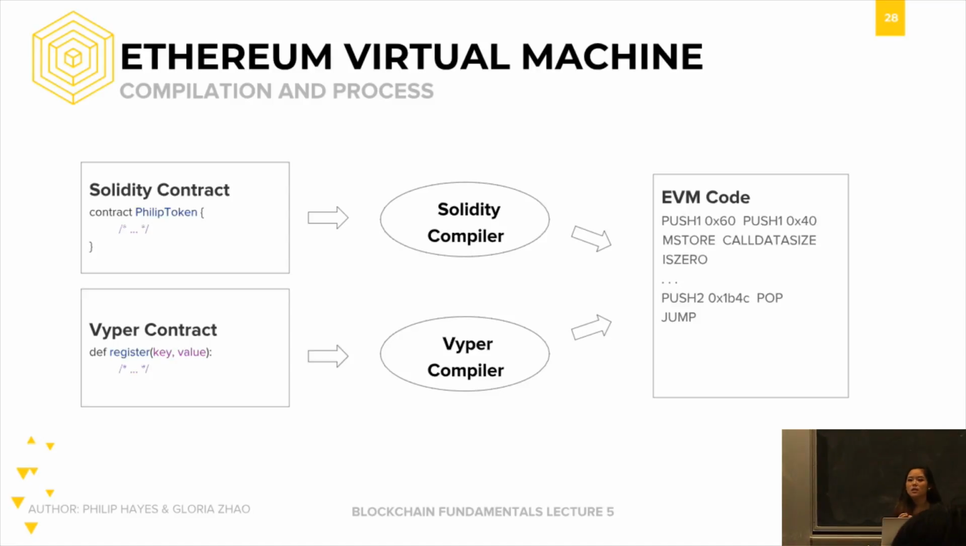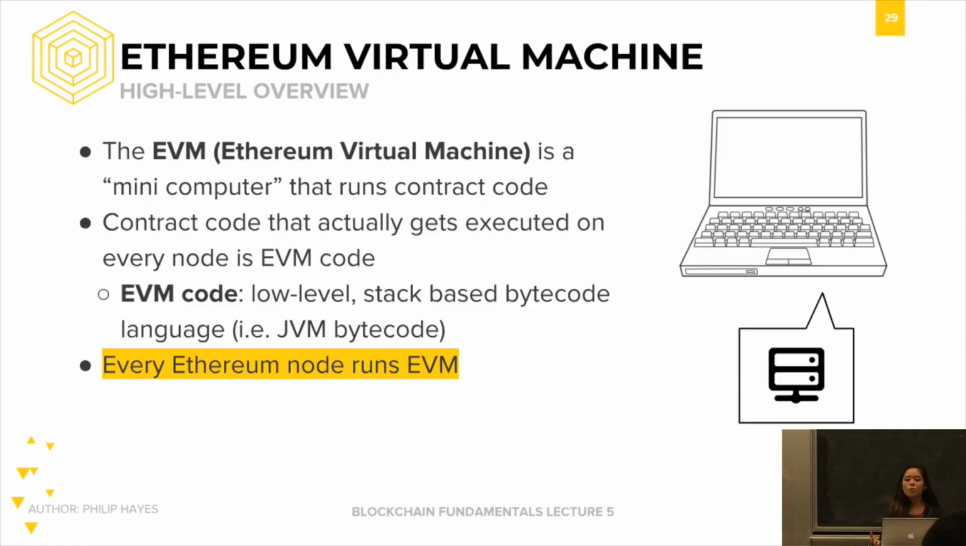If you've taken 61C, this is very similar to when you compile your C into assembly language. This EVM code is easy for a machine to understand. It's line by line instructions, whereas we have this human readable and human codable version, and now we encode it into something that the machine can execute. Everyone on the Ethereum network has their own EVM. It's like a virtual mini computer that you download onto your computer, and this EVM is what runs the smart contract code.